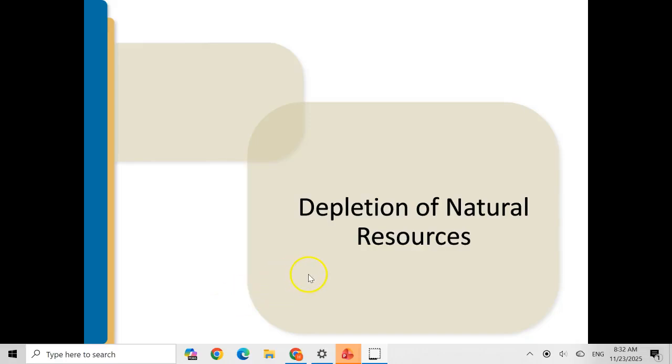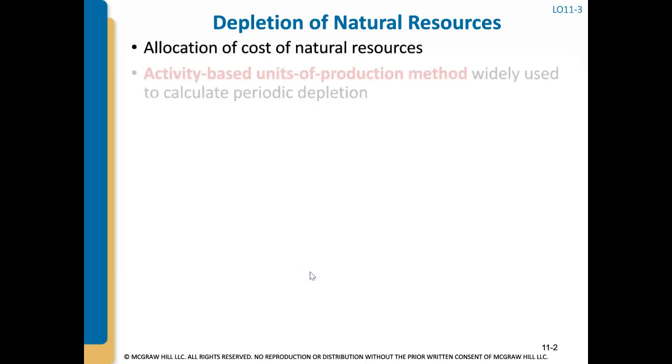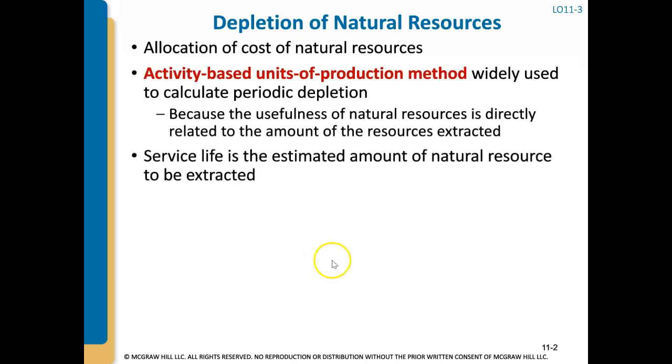Hello. In this video, we'll be going through the depletion of natural resources. A quick definition of natural resources is a long-term asset such as mineral deposits, oil reserves, and timber stands, and its acquisition. There are four different types of costs that are capitalized to the balance sheet.